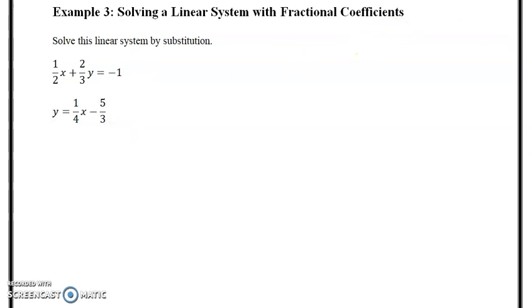Instead of rushing through this and making sure I get it in the video, in the next video what we'll do is example 3, solving a linear system with fractional coefficients. There's a strategy that we use there to eliminate that. And that's what we'll do in the next example.